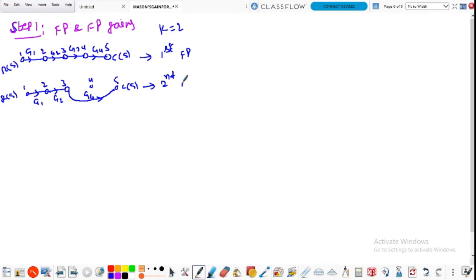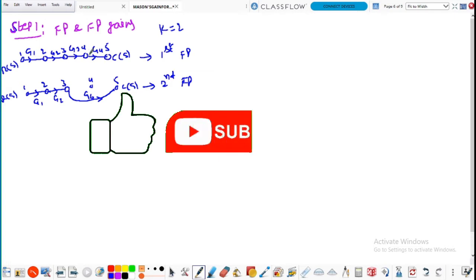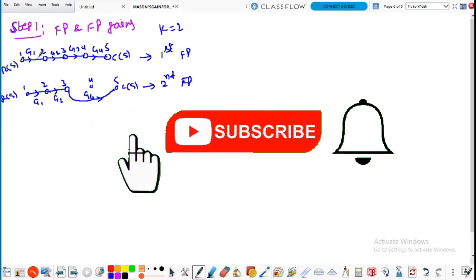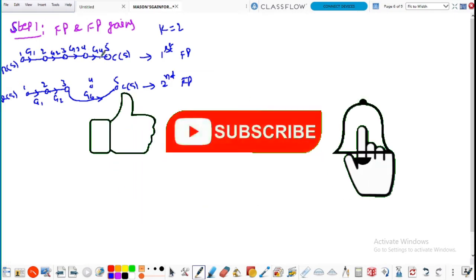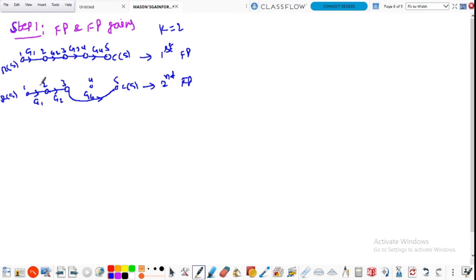And after that, calculate forward path gains. So what is the forward path gain? Forward path gain is the product of branch transmittances. So this is the first forward path. In this first forward path, G1, G2, G3, and G4 are the gains. In the second forward path, G1, G2, and G6 are the gains. So calculate the forward path gain.